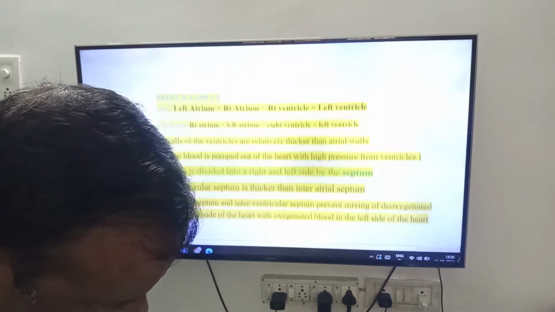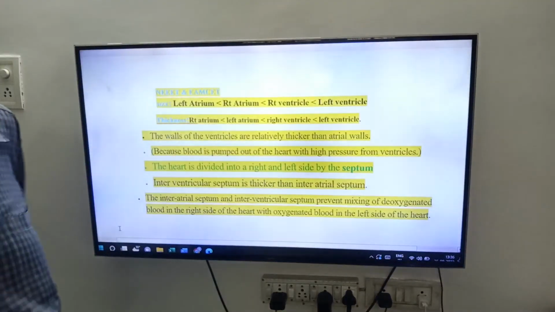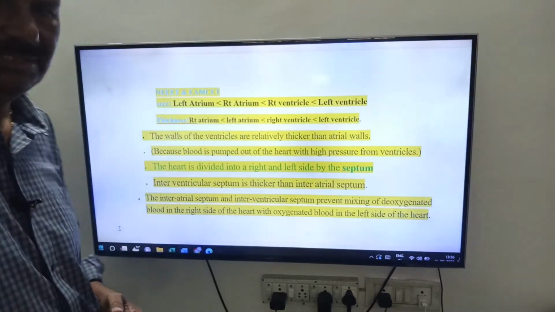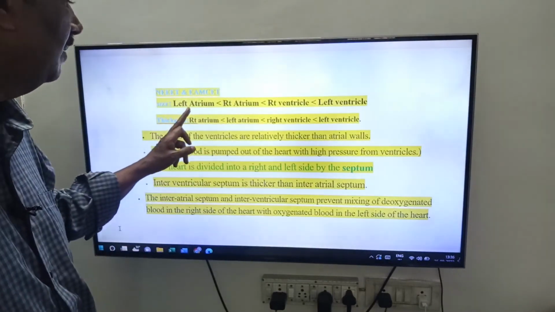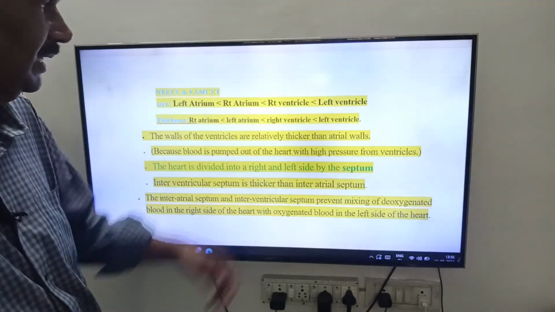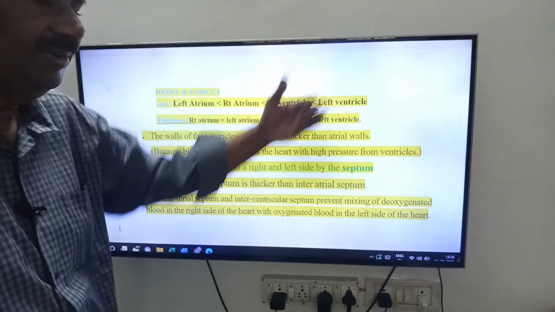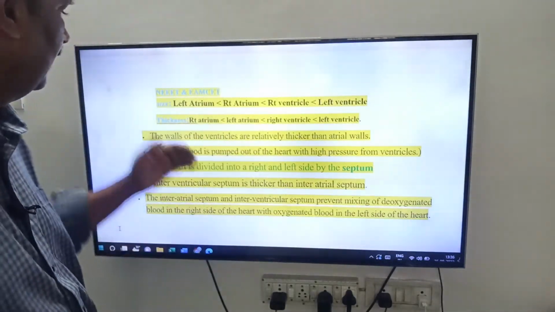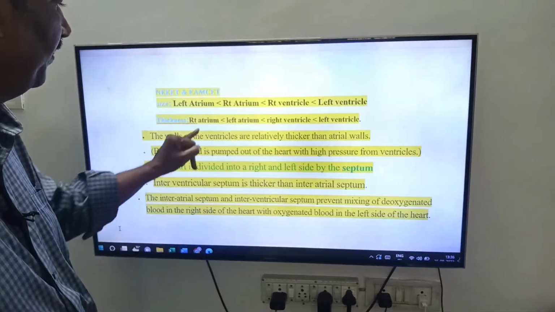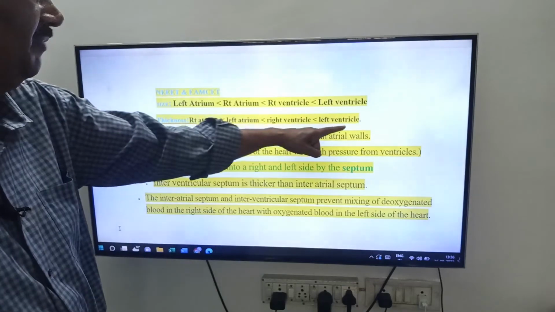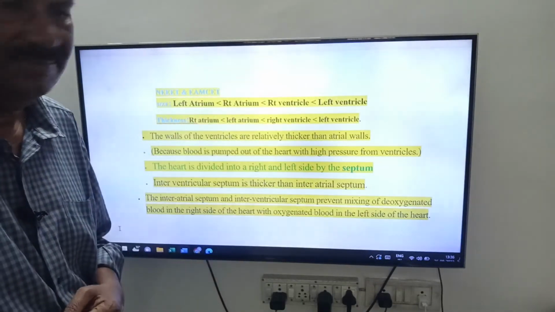Now see some MSET and NEET questions, friends. So now see the size of all chambers of the heart. The smallest chamber is the left atrium, friends. Next the right atrium, next the right ventricle, next the left ventricle. So the largest chamber is the left ventricle. You have to remember it, friends. Next see the thickness, friends. The right atrium is the thinnest chamber. The left ventricle is the thickest chamber.